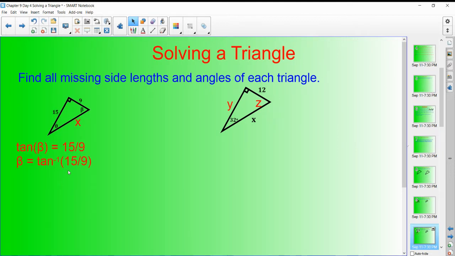But now we're getting good at our calculator. We know where that button is, and we get 59.04 degrees. Next, I'm going to solve for the other angle. Okay, if I'm looking at theta, this is the opposite, this is the adjacent, that's the hypotenuse. So I'm still using the tangent, but now it's 9 over 15 instead of 15 over 9.